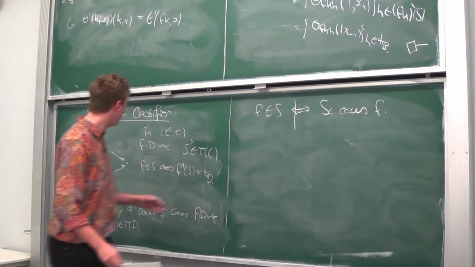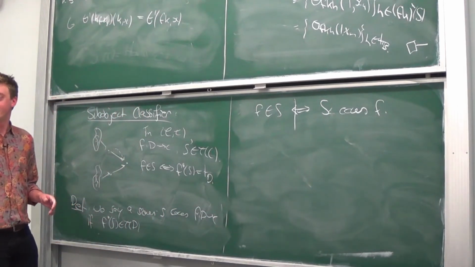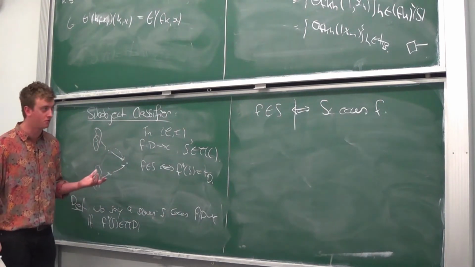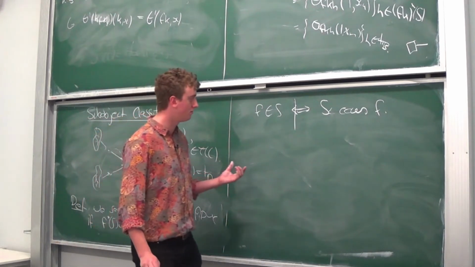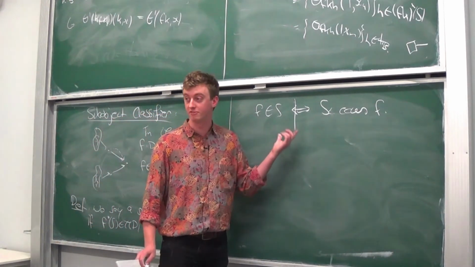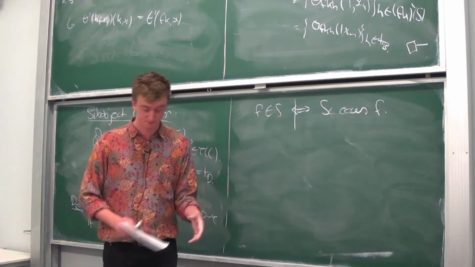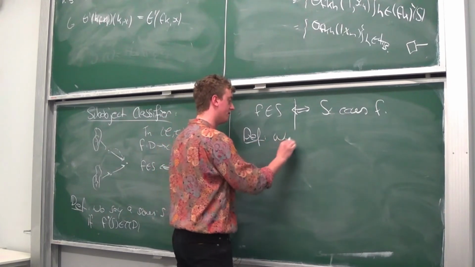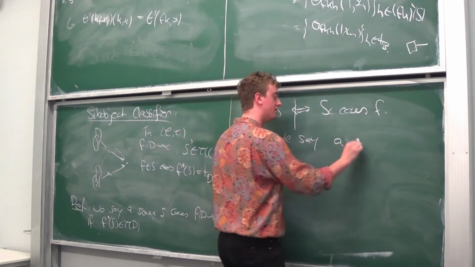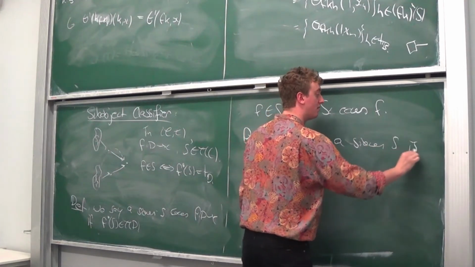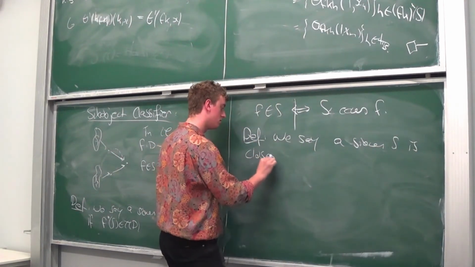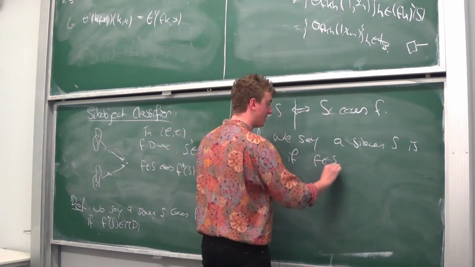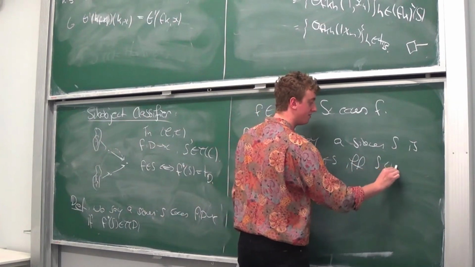So what we're going to do then, to remedy this problem we had here, where we had basically an excess of sieves that we could choose from, it turns out that if we restrict to sieves where the converse of this statement is true, then we can actually form a sheaf. So we better give these guys a name. We say a sieve S is closed if f is in S if and only if S covers f.